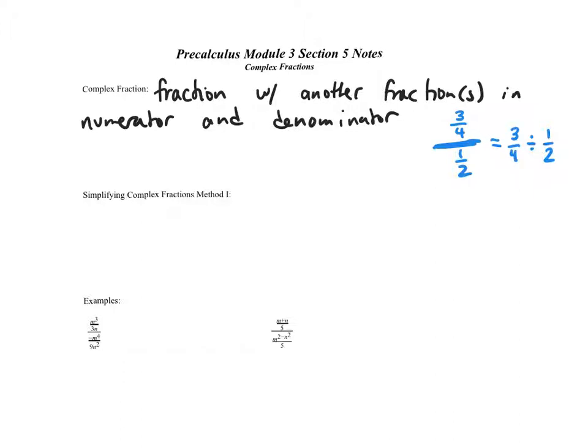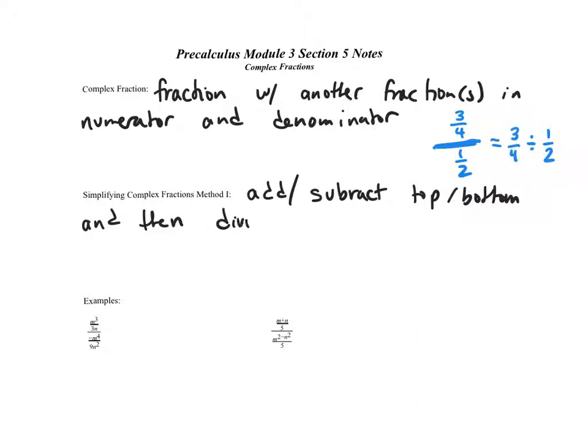The other way we can do it is we can actually multiply by what's called the LCD. So we'll call this method 1 and method 2. So method 1, we are simply going to add or subtract the numerator and denominator separately, or top and bottom separately, and then divide. So this is going to involve getting common denominators, adding the numerators over your common denominator, and then doing the division.